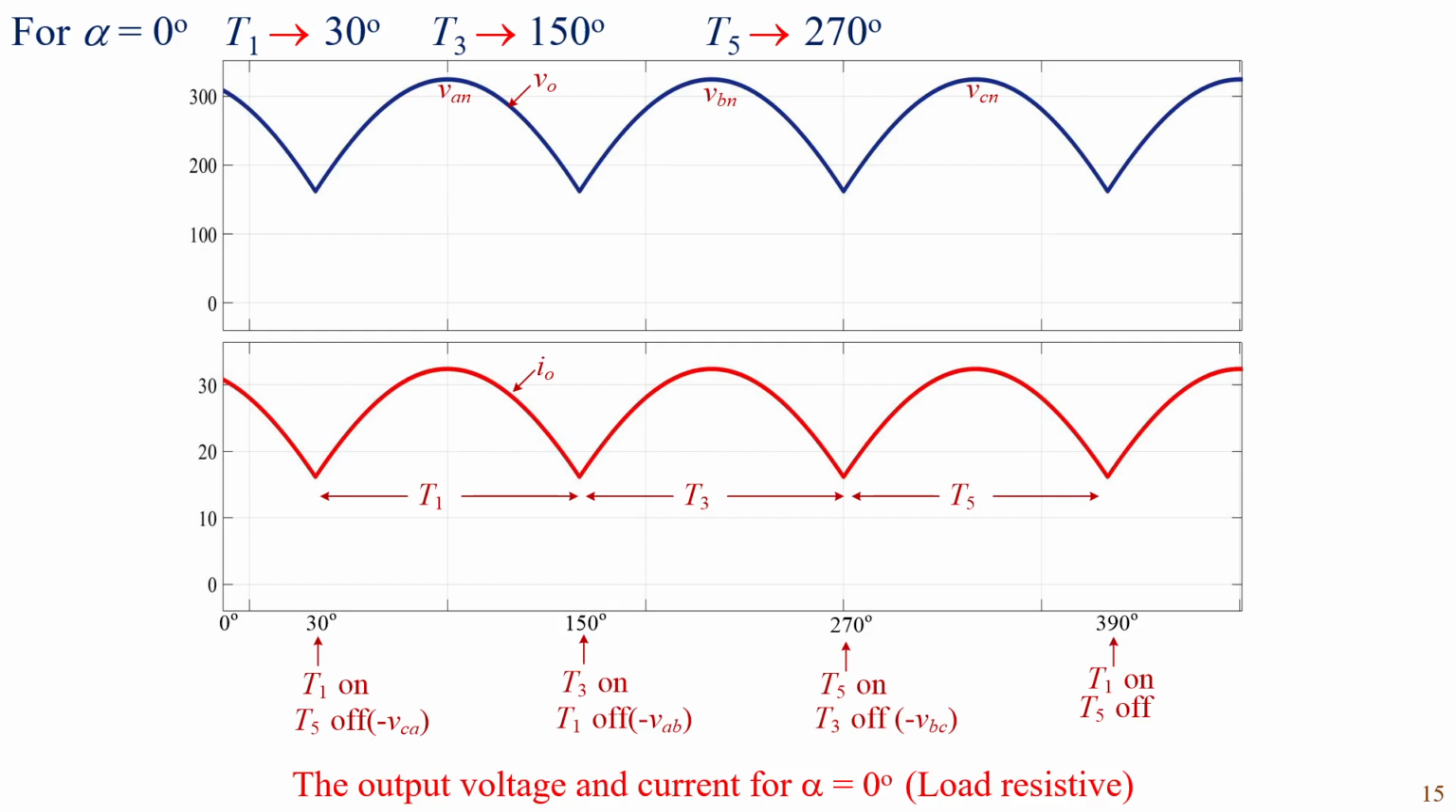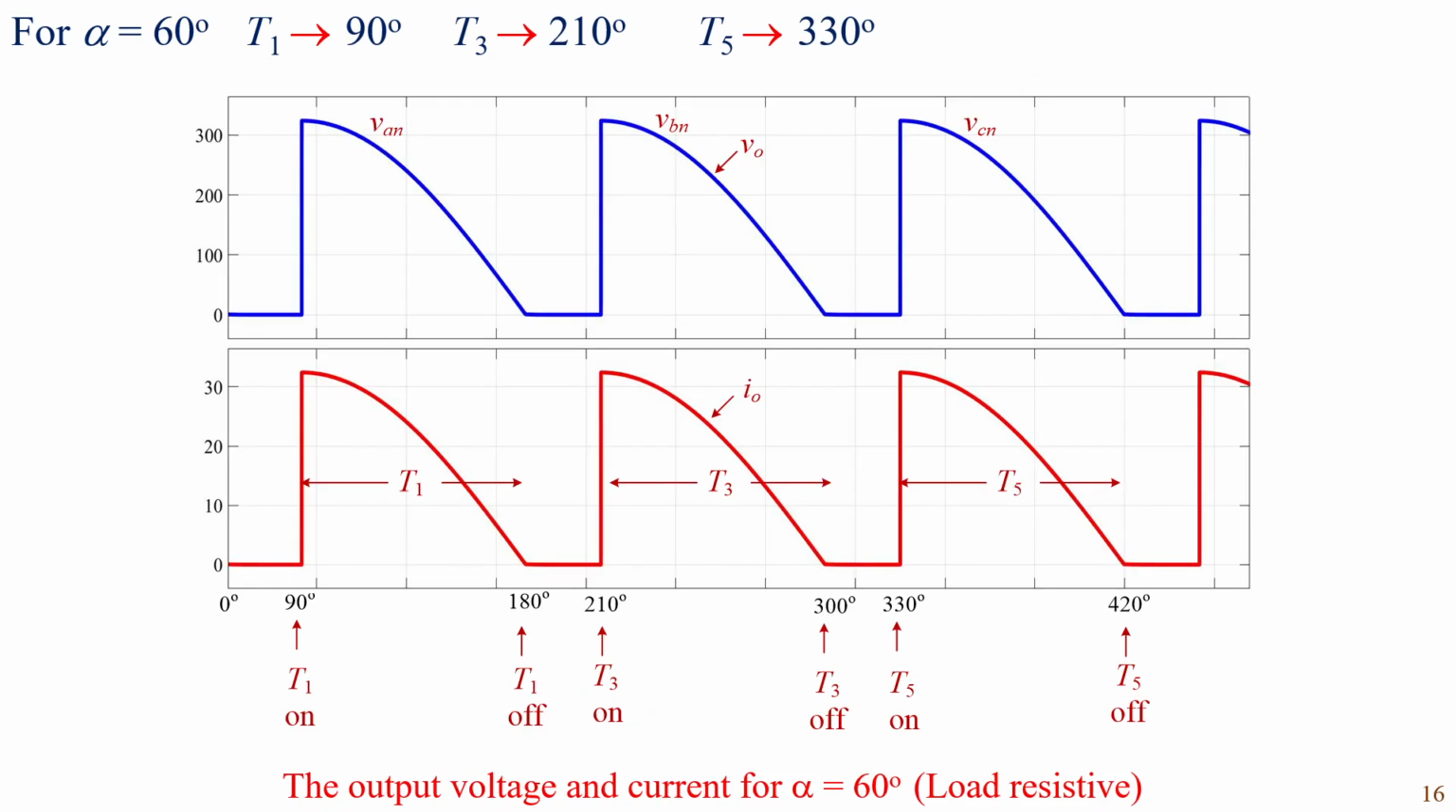And at omega t equals 270, T5 is on. When T5 is on, T3 is off due to minus VBC. In continuous current case, turning on will turn off the existing thyristor.